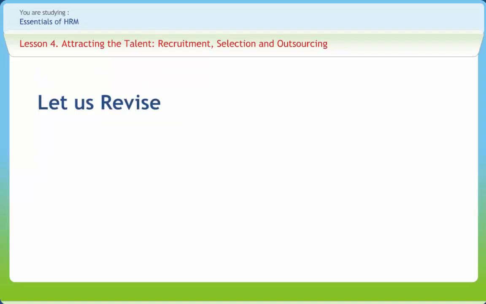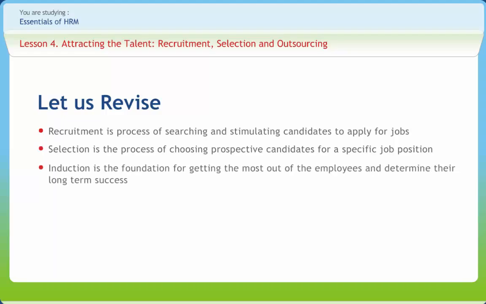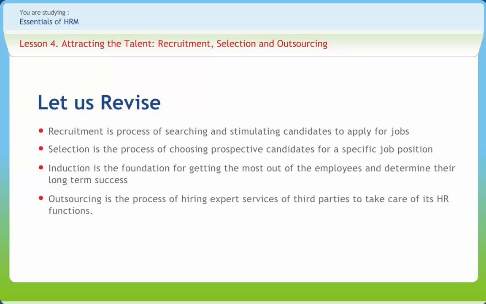Now let us quickly go through the main points of the presentation. Recruitment is the process of searching and stimulating candidates to apply for the job. Selection is the process of choosing prospective candidates for a specific job position. Induction is the foundation for getting the most out of the employees and determining their long-term success. Outsourcing is the process of hiring expert services of third parties to take care of its HR functions.